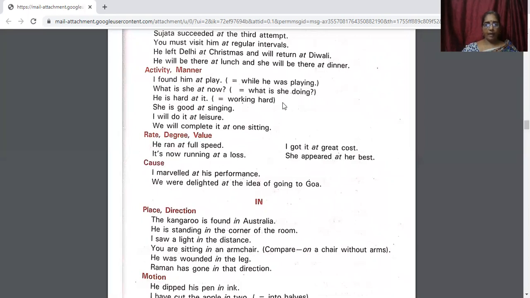Rate, degree, value. He ran at full speed. What is the rate? Full speed. It's now running at a loss. I got it at great cost. She appeared at her best. Value, degree, rate, there also we use it. Cause. I marveled at his performance. We were delighted at the idea of going to Goa.